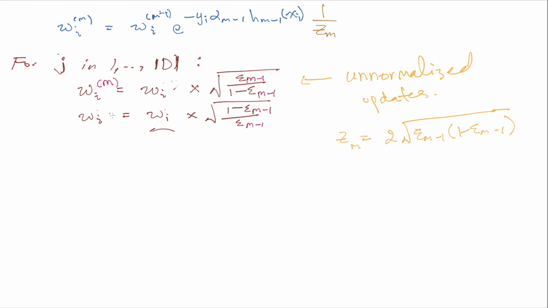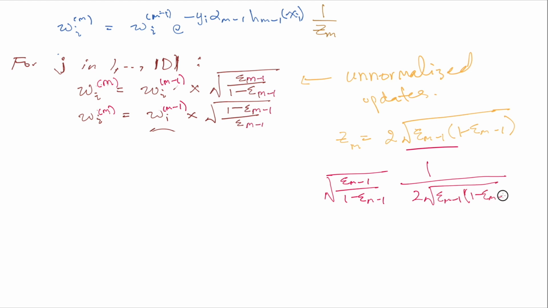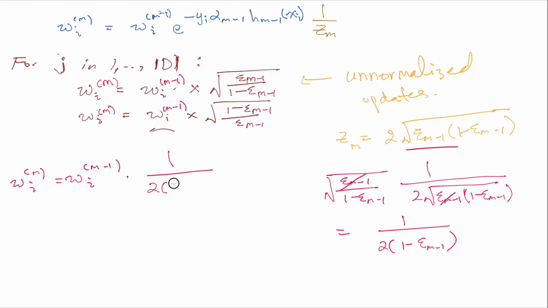Okay, so the update for weight m is the previous update at m minus 1 times the epsilon term here. But now if I divide each one by Zm, what happens? If I take this 1 minus epsilon m minus 1 term and I divide it by 2 times this thing here, the epsilon m minus 1 term cancels out, and what I'm left with is 1 over 2, 1 minus epsilon m minus 1. So w_i^m is equal to w_i^(m-1) times 1 over 2, 1 minus epsilon m minus 1.